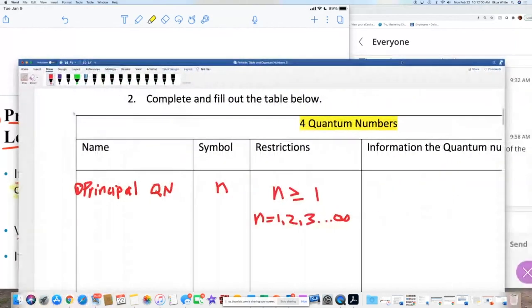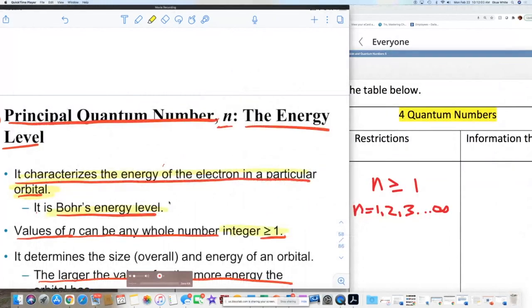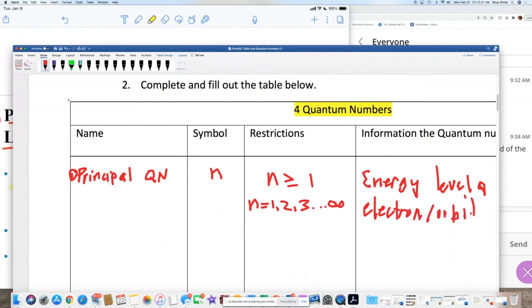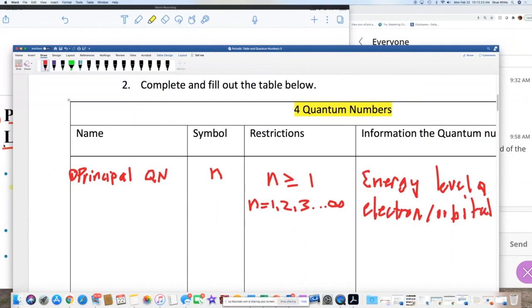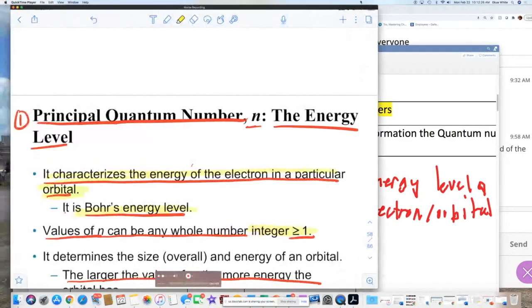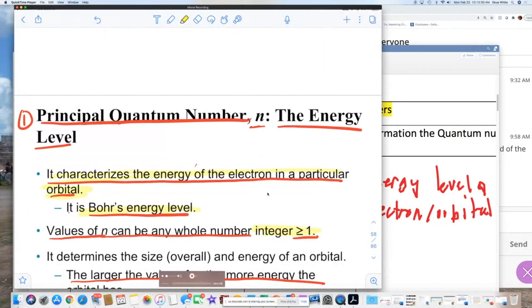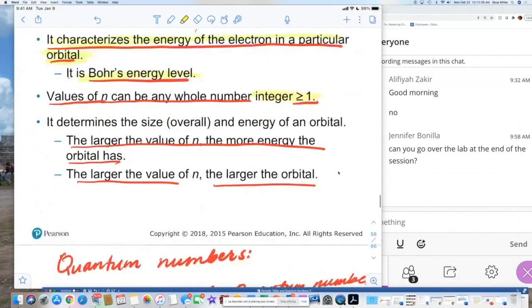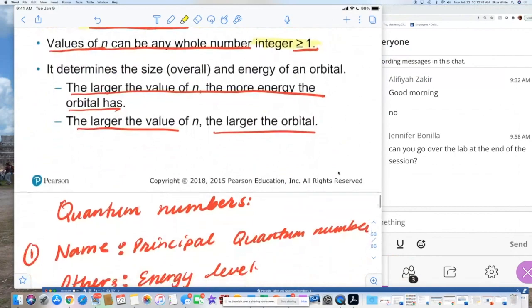Information the quantum number provides. We know that it provides the energy level. So you can write that here. It provides energy level of the electron and orbital. Excuse my handwriting, I'm writing with my mouse. You can write as much information as you want because this is ultimately supposed to be helpful for you. That's how this ties in back and forth. I'll be going back and forth between the lecture and the lab because they do tie in, right? So you would do that for all the 4 quantum numbers as you go through.